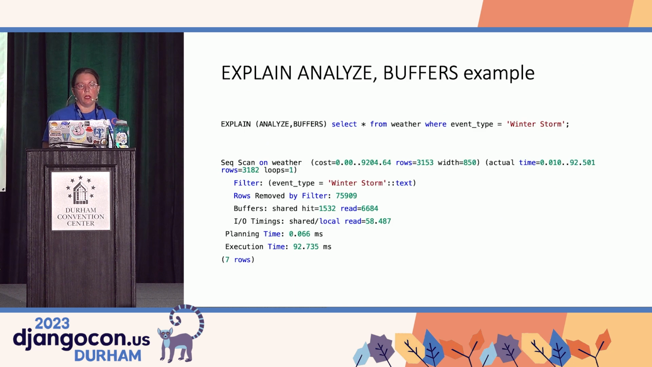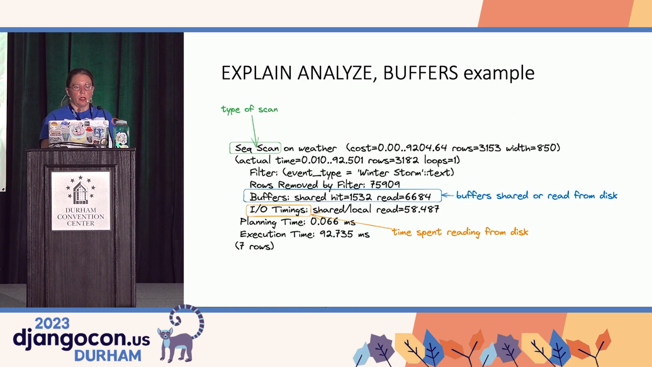You can also run the explain tool with buffers. And that will tell you things like what kind of scan it did, how long it took. Here's a little breakdown of what an explain plan looks like. It'll tell you, okay, I did this kind of scan on this table. Lots of different information about loops and what's going on. And then if it used shared buffers to get that information.